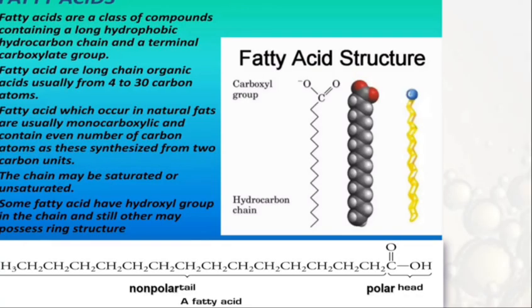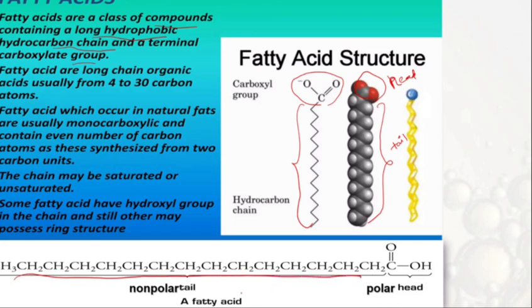So what is a fatty acid? Fatty acids are a class of compounds containing a long hydrophobic hydrocarbon chain and a terminal carboxylate group. Here you can see this is a long hydrocarbon chain, which we can also call a tail, and this is the head. The head contains a carboxyl group, and the hydrocarbon chain is made of carbon and hydrogen. Here you can see the different carbon and hydrogen bonding, and this part is known as non-polar, and the head is known as the polar part of the molecule.